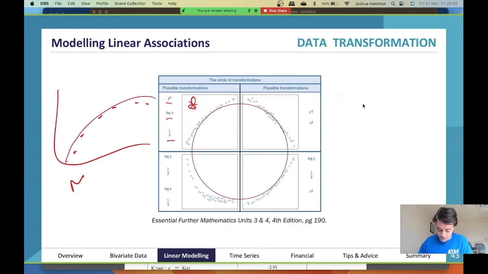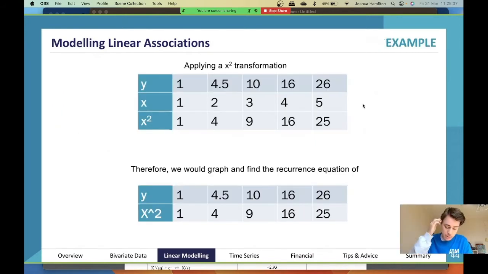How do I do that? Essentially, it looks a little bit like this. You apply your transformation. So you go, all right, I've got y, I've got x, I apply my x squared transformation. I've applied my x squared transformation. This is my new set of data. I put that in my calculator, and what I do with that from my calculator is I linear regress it, and I get an R value.